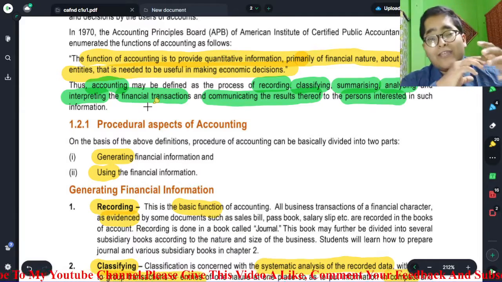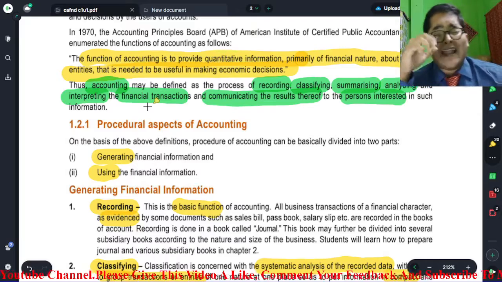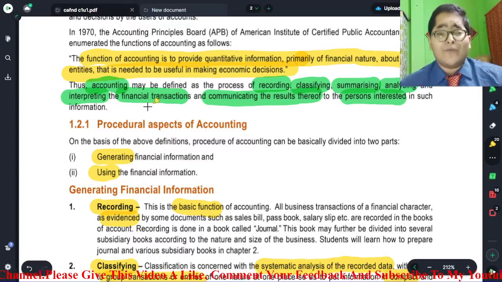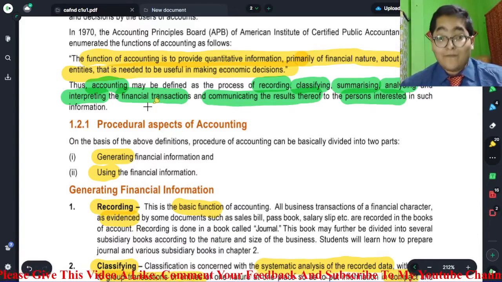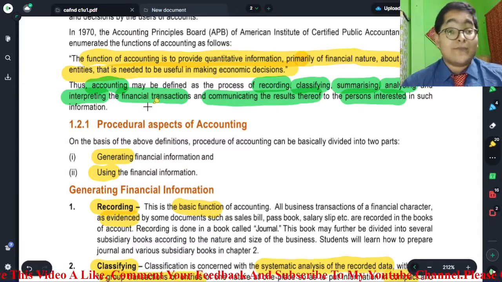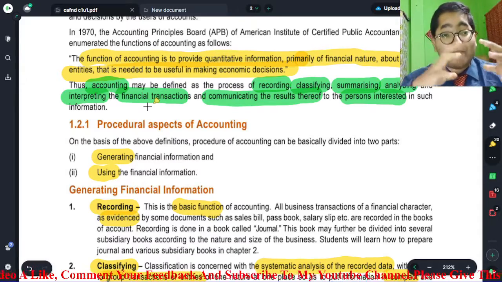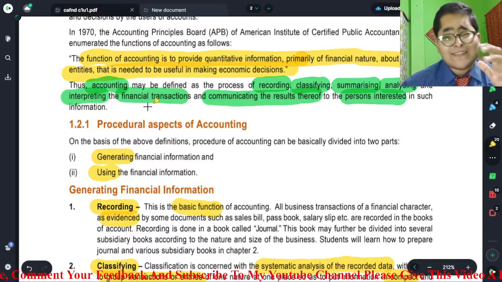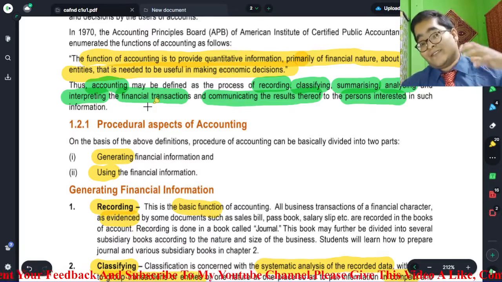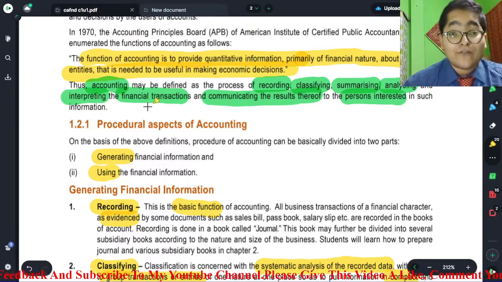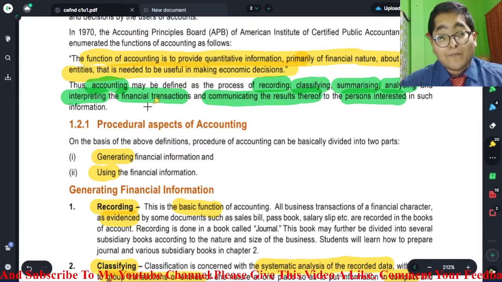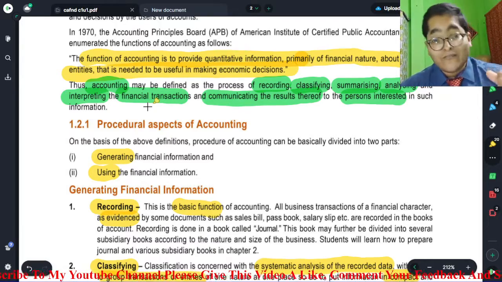You are recording, classifying, analyzing, interpreting, summarizing, everything you are doing, but if you are not communicating, it's useless, right? The processed information, the processed transactions, should be communicated to the users so that they can take proper decisions using the financial information.